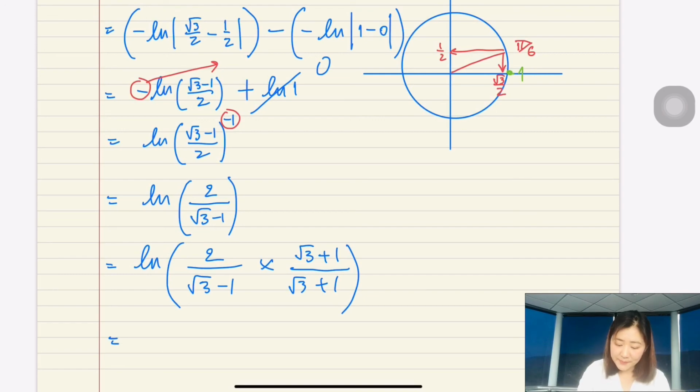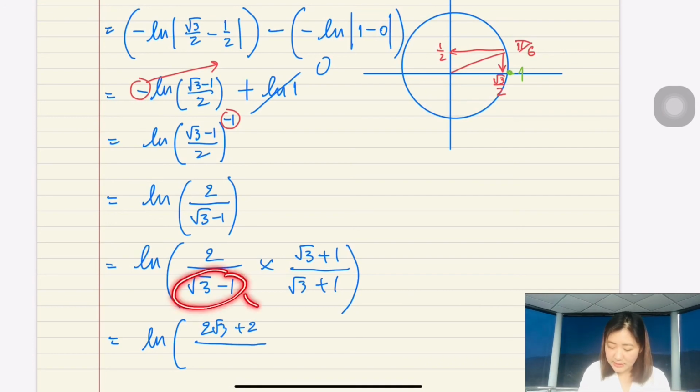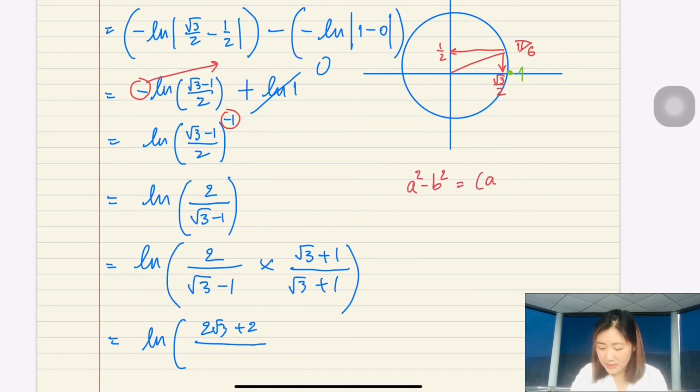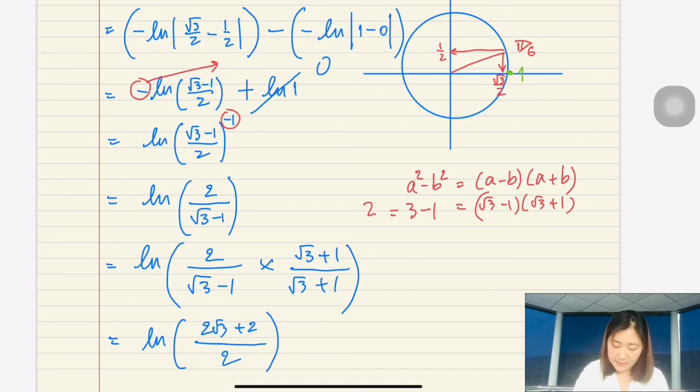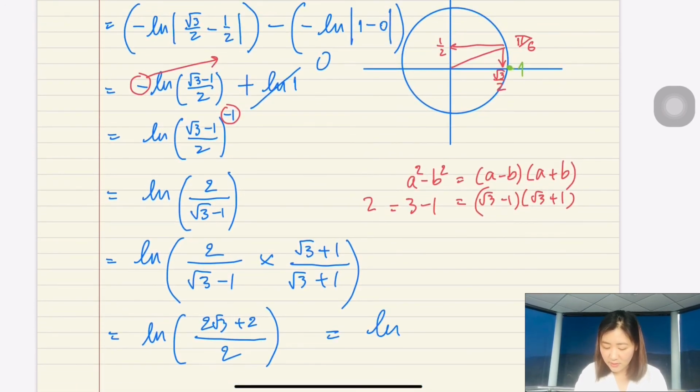So when you times it in, here you get 2 root 3 and then you get 2, right? So it's going to be ln of (2 root 3 plus 2) over, you times this 2, right? So this formula again, a squared minus b squared is (a minus b) times (a plus b). So this is (root 3 minus 1) times (root 3 plus 1). So you must get 3 minus 1, which is 2. So I just write down 2 here and then simplify again. So it's ln of (root 3 plus 1), right? You can cross out this and this. This is 1, 1, 1. That's it. Finish!